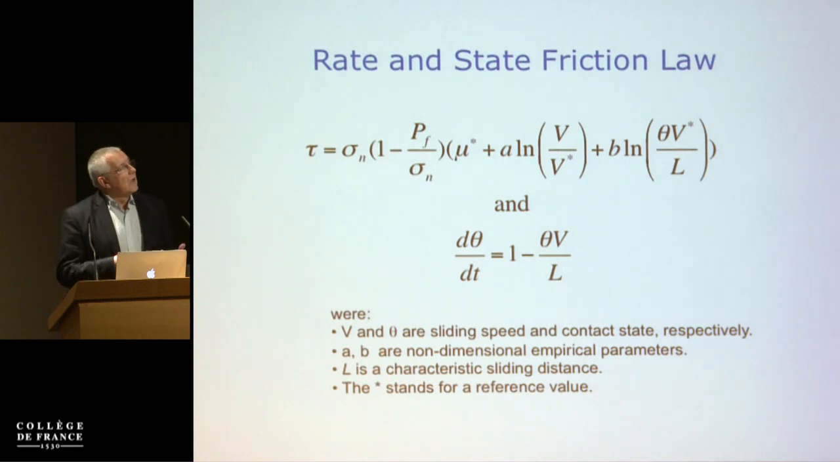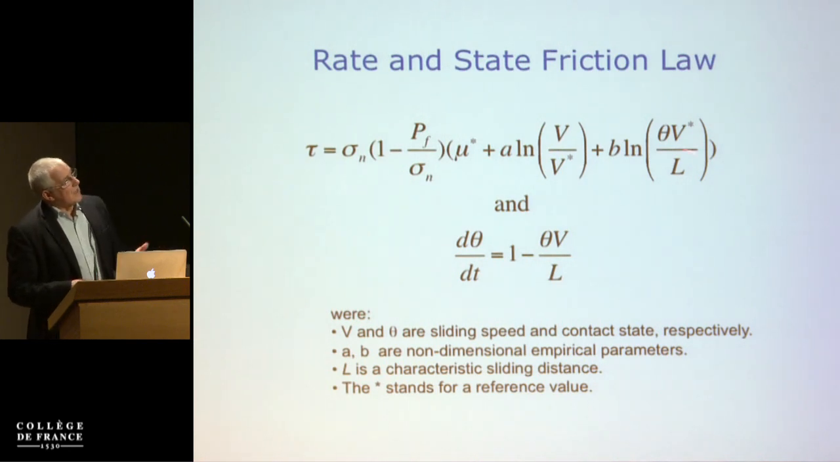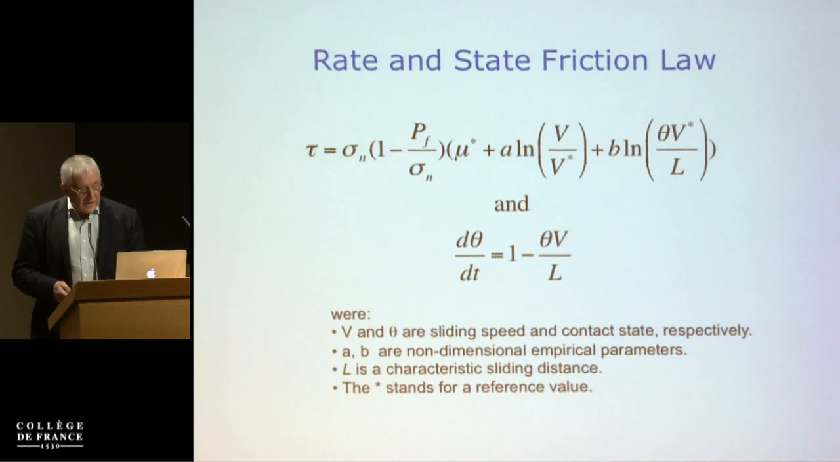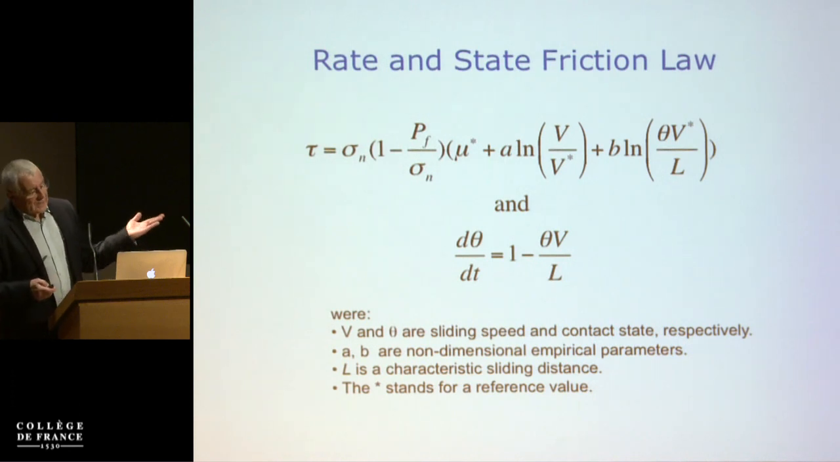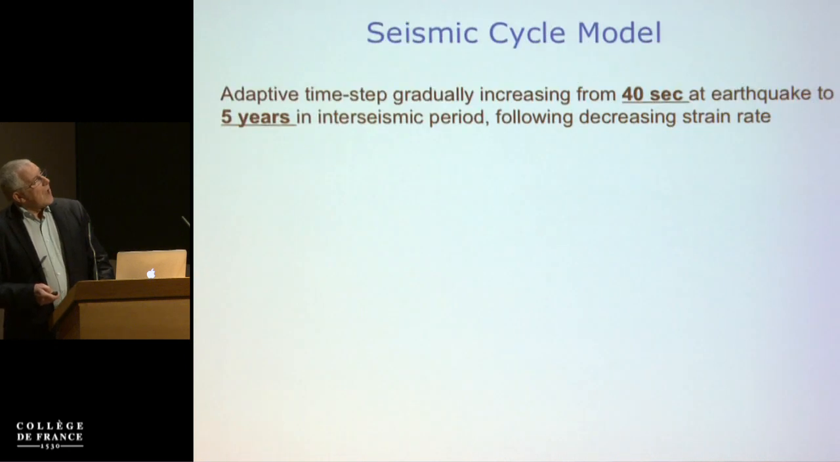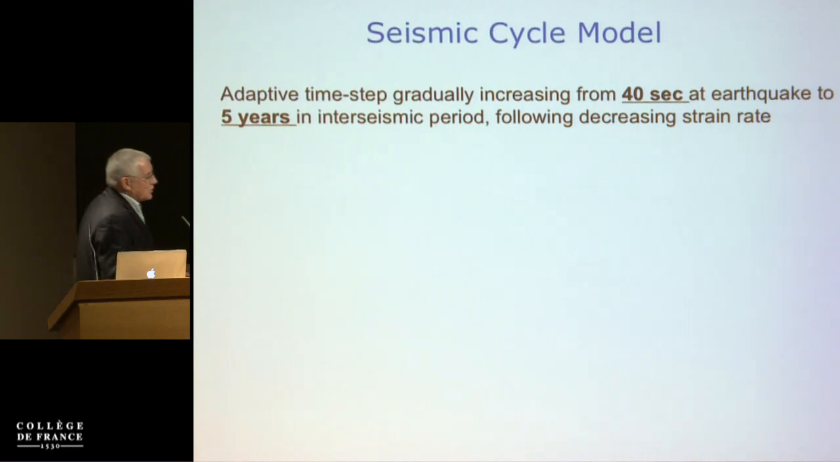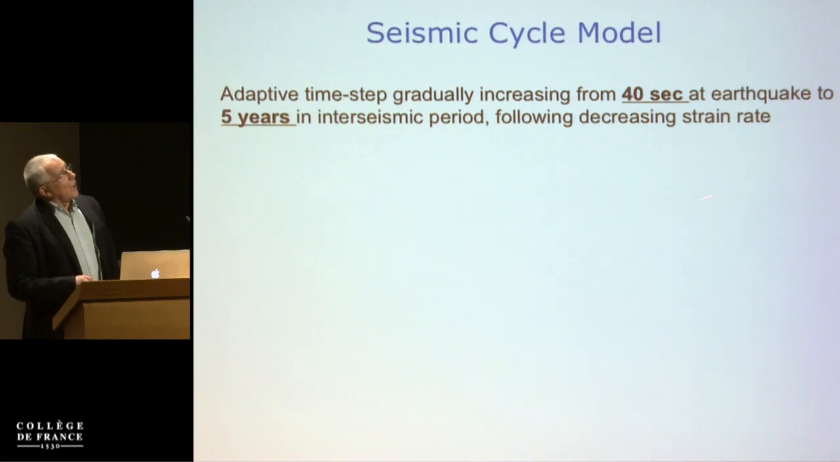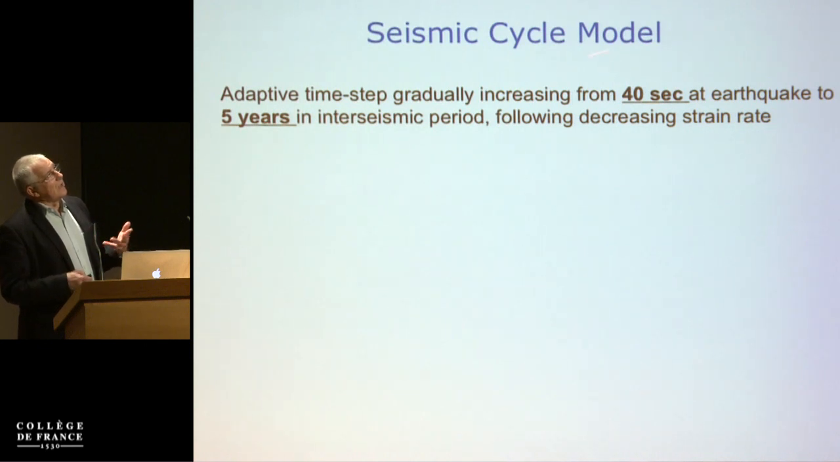This is the classical rate and state aging, rate and state friction law, which was demonstrated in a couple of talks before me by Sylvain. So this is the classical way of looking at this dynamic type of friction. And we introduce this in our subduction channel. We go to much smaller time scales. We are introducing an adaptive time step, gradually increasing from 40 seconds at earthquake.